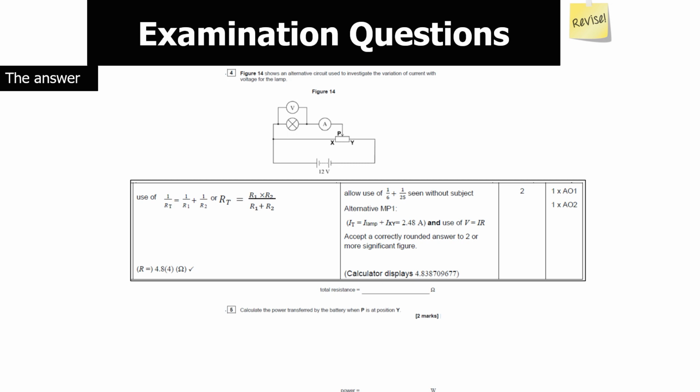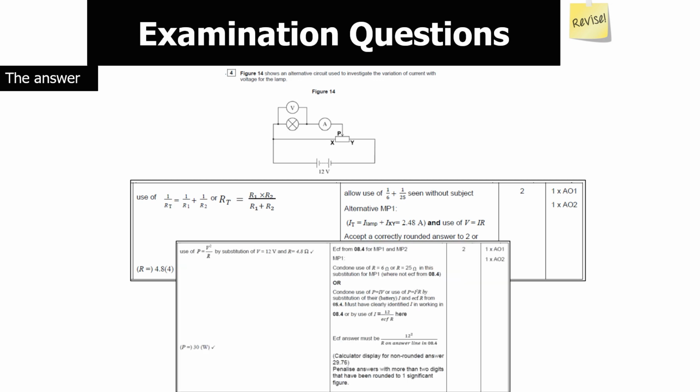So you get 4.8 ohms out, which makes sense because it's in a parallel circuit and it's lower than any individual. Now what's the power transferred at this point? Well, we know that we've got R and we've got V. We know R we've just worked out to be 4.8 ohms. We know V from the question is 12 volts because that is the volts supplied by the battery. So we can do the equation from the equation sheet: P equals V squared over R. Pop in the values, work it out, and you get 30 watts.